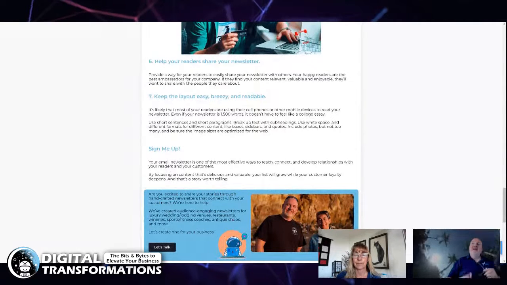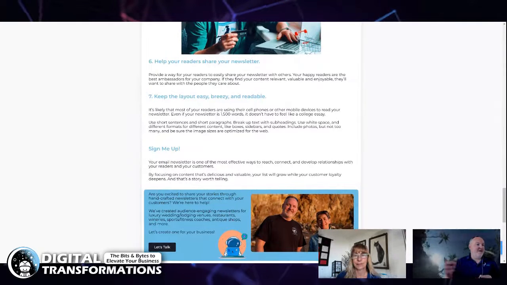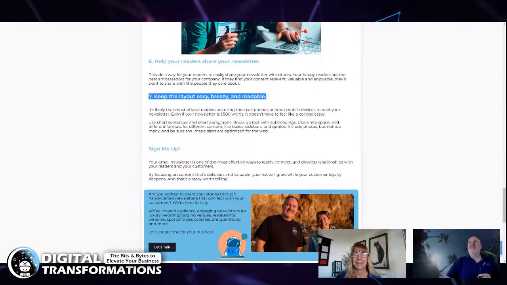But keep the layout easy, breezy, and readable. Yes, that totally makes me think of Cara when I say easy, breezy, readable.